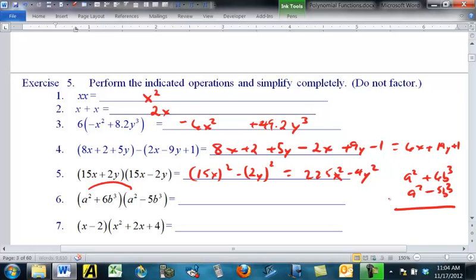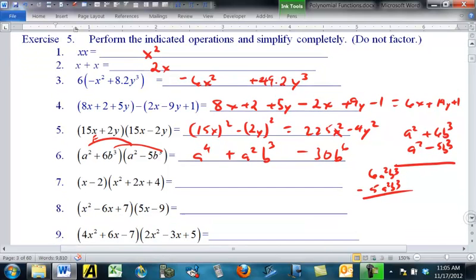Okay, as we're multiplying these out, we're going to get 4 things, but we can also do it with FOIL. So this is a to the fourth, the last is negative 30 b to the sixth, and the two middle terms are going to be 6a squared b cubed and minus 5a squared b cubed. When you add those up, you get plus 1a squared b cubed. Okay, let's go down here. How about the next one?